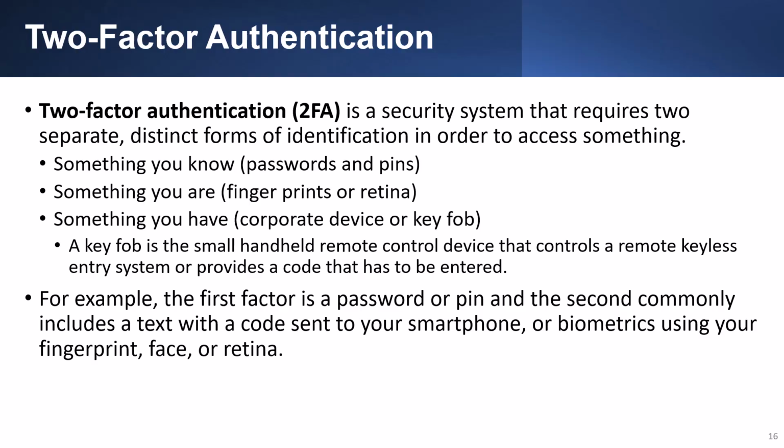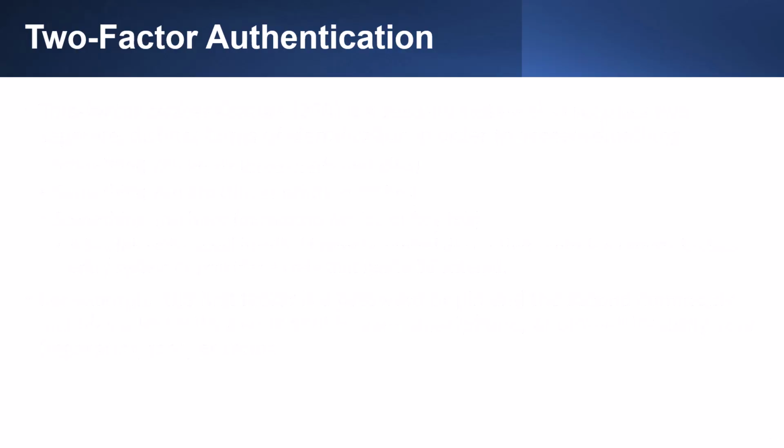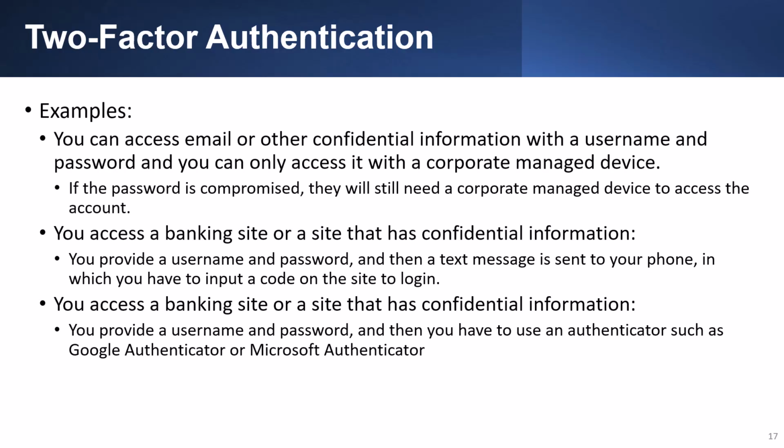For example, the first factor is a password or PIN, and the second commonly includes a text with a code sent to your smartphone, or biometrics using your fingerprint, face, or retina. Examples include the following. You can access email or other confidential information with the username and password, and you can only access it with a corporate managed device. If the password is compromised, they still need a corporate managed device to access the account.